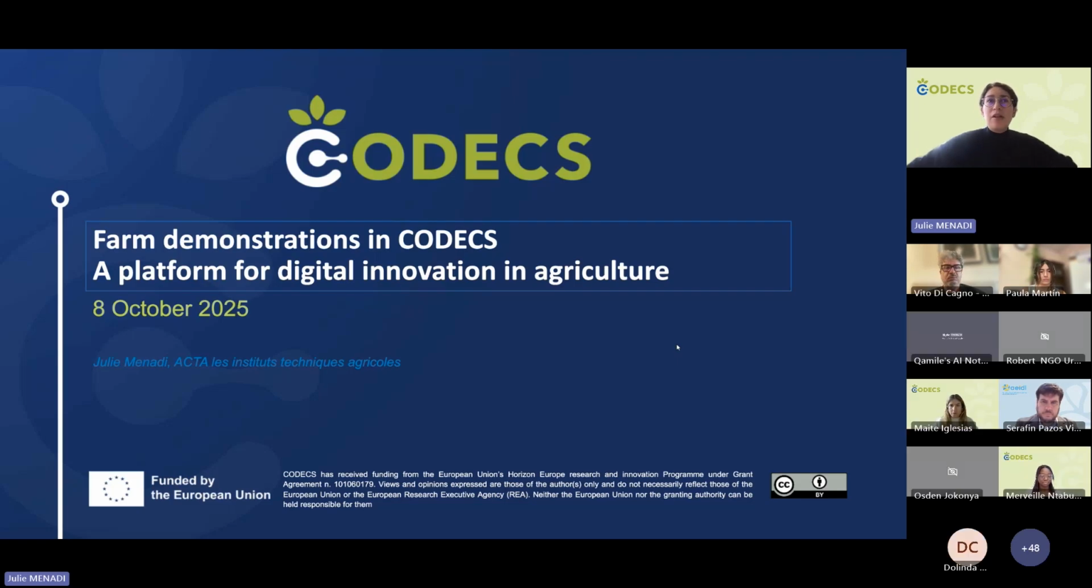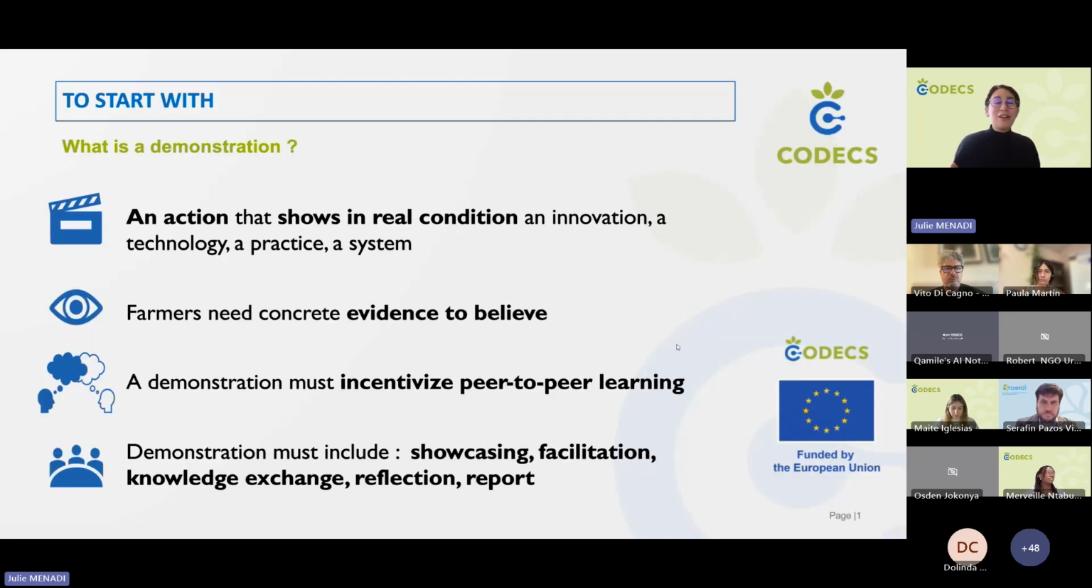In Codex, we're involved in managing all the demonstration activities of the project because they're a key part of assessing and demonstrating new technologies. So first of all, let's make something very clear: what is technically a demonstration? A demonstration is the act of showing in real conditions an innovation, a technology, a practice, or a system. It is a very important activity, as in the agricultural sector farmers need to see concrete evidence to believe what we are sharing with them. And demonstrations are a very important moment to incentivize peer-to-peer learning. Having these kinds of meetings really encourages discussions.